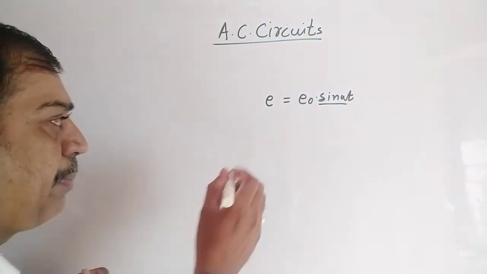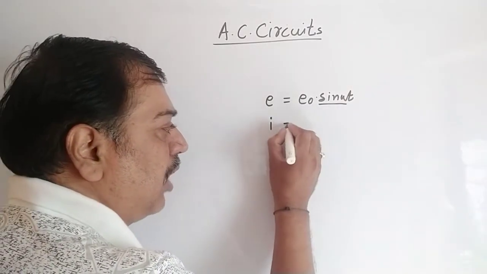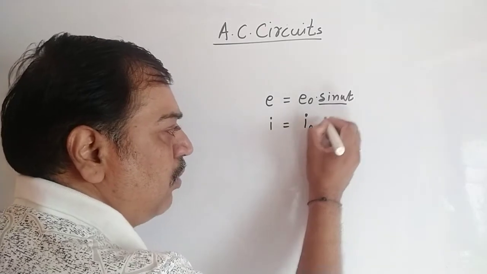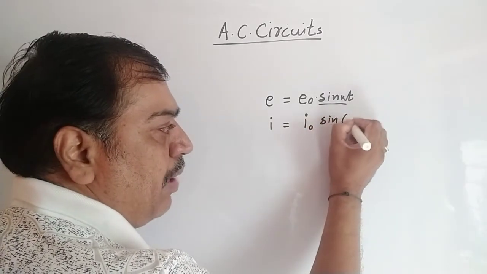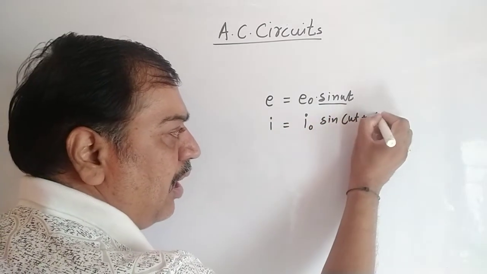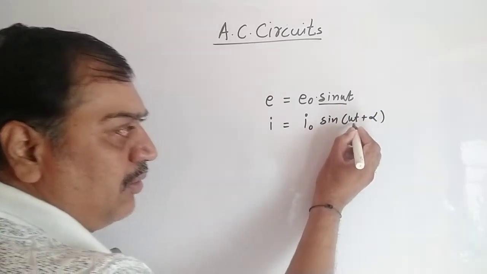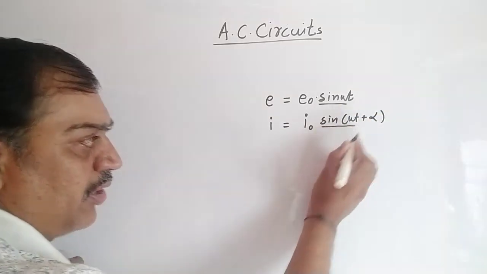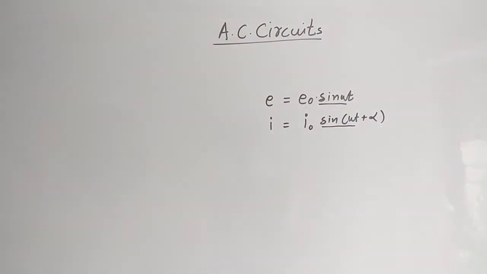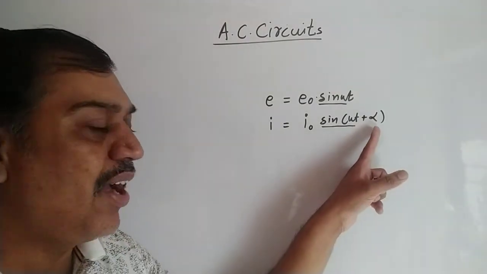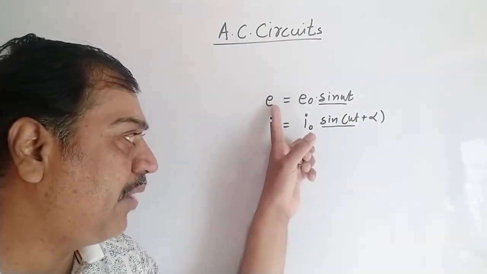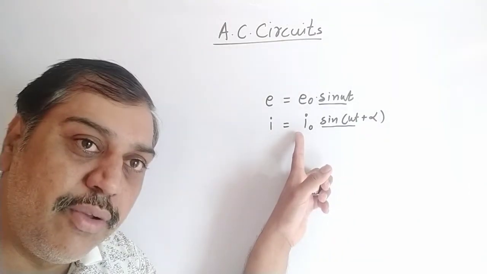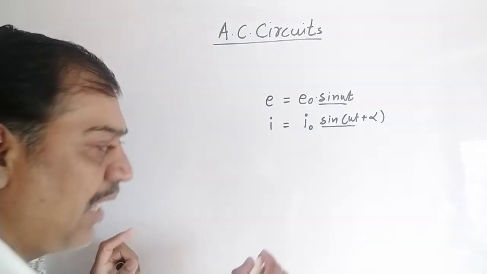Similarly, we can represent the current by the equation I equal to I0 sine of omega t plus alpha, where sine omega t is a function which represents that current is changing with time sinusoidally. Alpha is the phase difference between the EMF and the current. Again, I0 is a peak value. Now what exactly is I0?